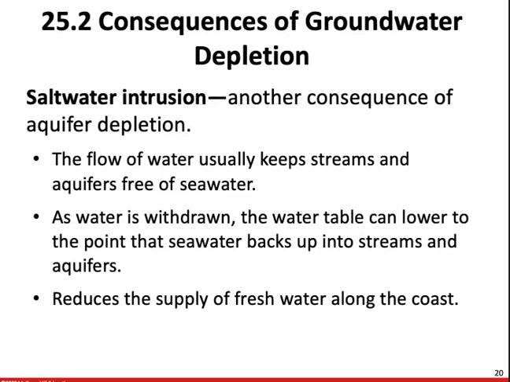There are a lot of consequences to groundwater depletion, one of those being saltwater intrusion. The flow of water actually keeps streams and aquifers free of salt water. As the water is withdrawn, the water table can lower to the point where seawater will back up into those streams and aquifers. This is ultimately going to reduce the supply of fresh water along the coast.